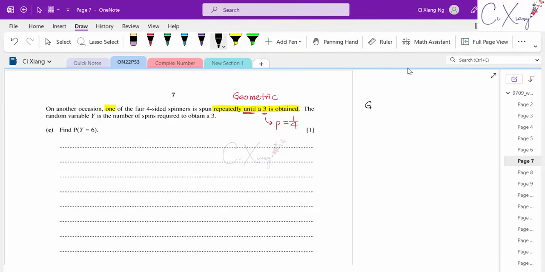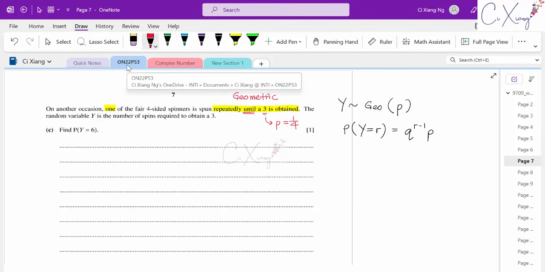Okay, so for any geometric distribution with the parameter p, generally if you want to calculate the probability for y equals r, it will be equal to q power r minus 1, and then after that you get a p here. Same thing happens for our question here. For the probability of y equals 6, what is the value?